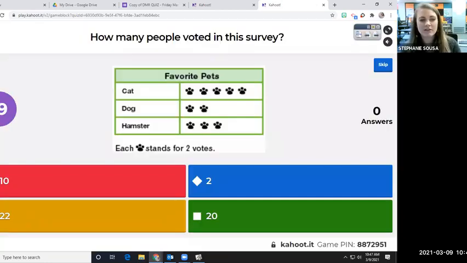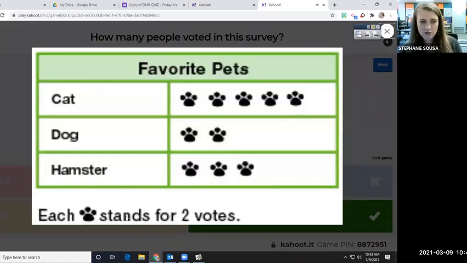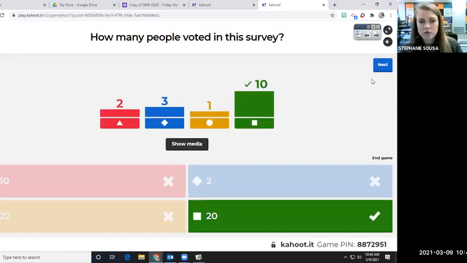How many people voted in this survey? Use the scale. Use the scale. Hey, very good. 20, because we have each paw stands for 2 votes. 2, 4, 6, 8, 10, 12, 14, 16, 18, 20. I could also count that there are 10 paw prints, and 10 times 2 equals 20. Very good.